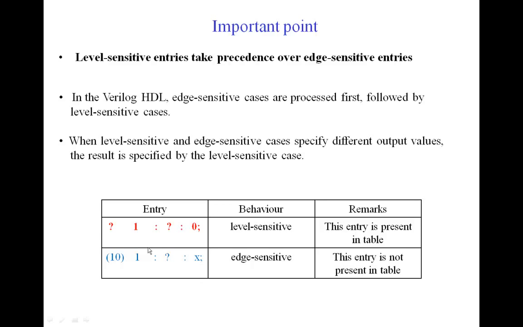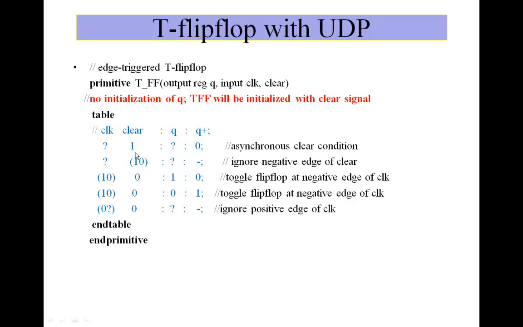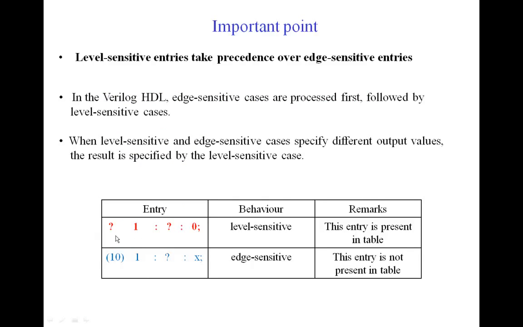Look at this example. In this example, we have this entry where clock is a question mark, clear is 1, present state q is a question mark, and next state is 0. So clock, clear, current state, next state. This is level sensitive. But this entry is not there in the table where a negative edge transition is taking place, where clear is 1. The current state is whatever the current state is, and next state is x.